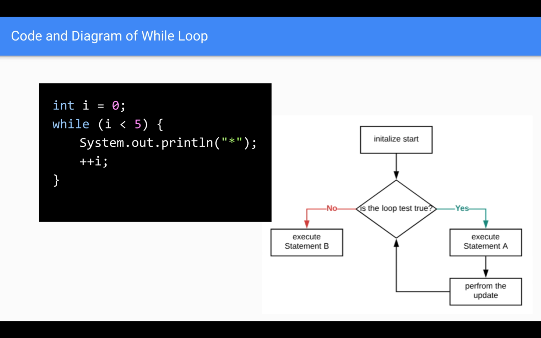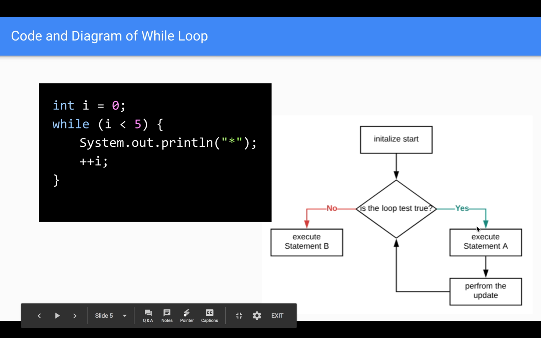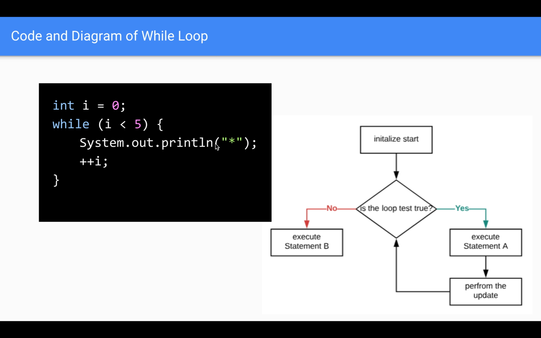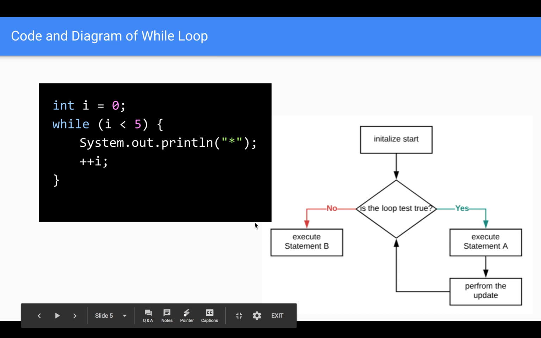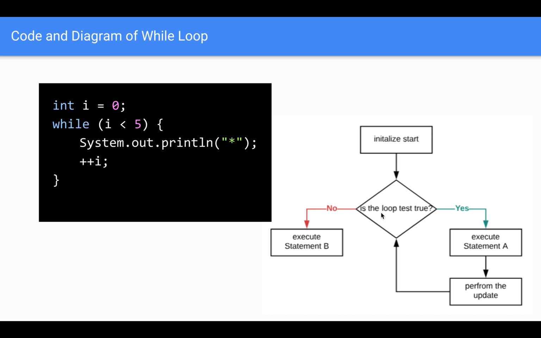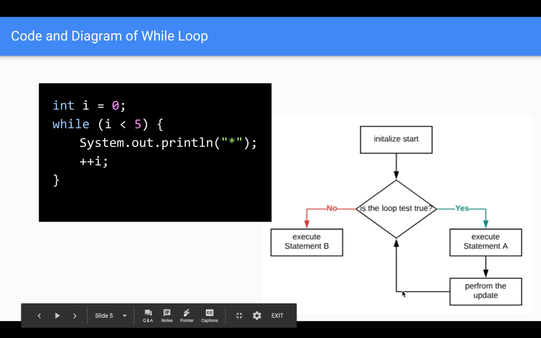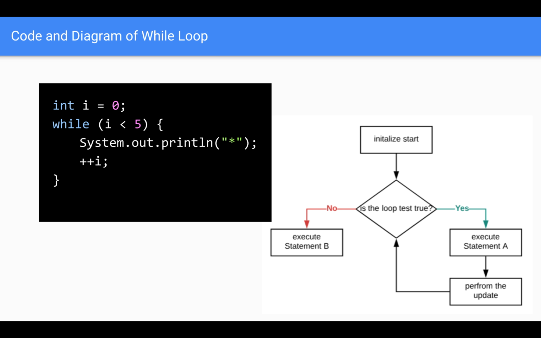So here's an example. I have int i, so initialize the start. You check the loop test, is it true? If it is, you execute statement A, which in this case is System.out.println. You perform the update, which in this case is ++i. And if it's not true, you execute statement B, which is anything that comes after the while loop. And you'll notice this control structure is exactly the same one as the for loop. It has the initialization, a loop test, the statement that's inside the for loop, and an update.